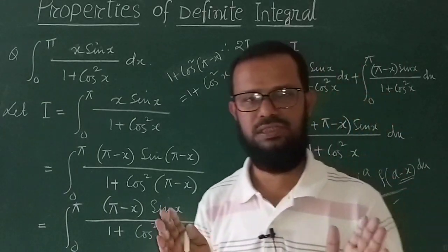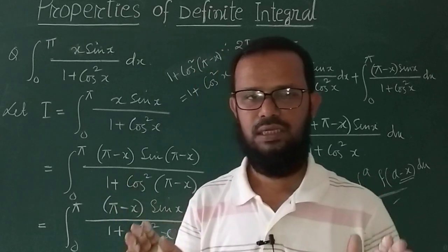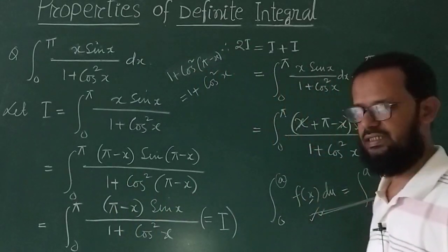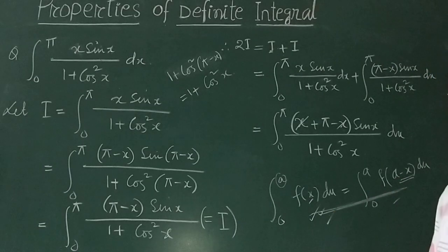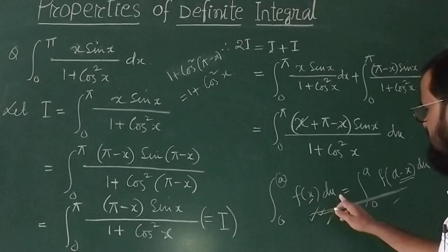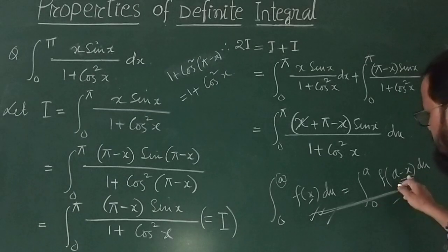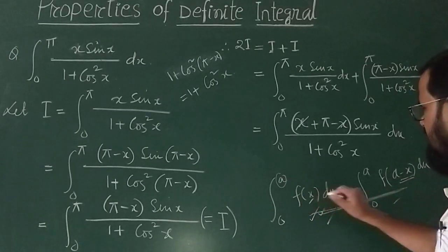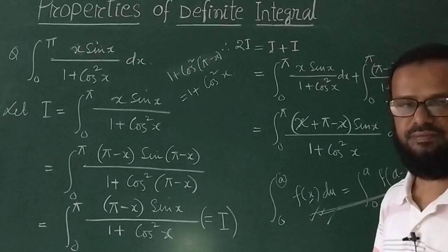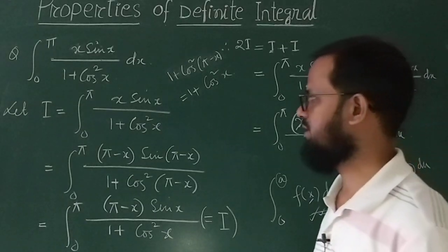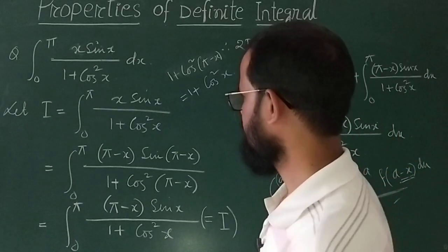If there is no change in the denominator, you can easily, without hesitation, apply this particular property: the integral from 0 to a of f(x) dx is equal to the integral from 0 to a of f(a minus x) dx. How can you use it? Only upper limit minus x. x is replaced by a minus x, upper limit minus x. Understood?